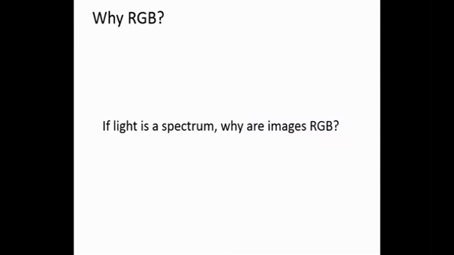All right, so light's this whole spectrum. So why do we capture it with RGB images? If we have this whole range of wavelengths from like 400 to 700 that we're sensitive to, why is it that you can take an image, store three values, red, green, and blue, and then reproduce something that feels to us like it had that whole range of wavelengths? Does anyone have an idea?